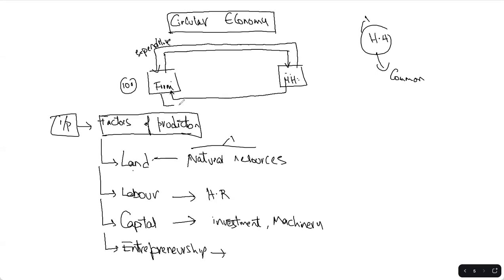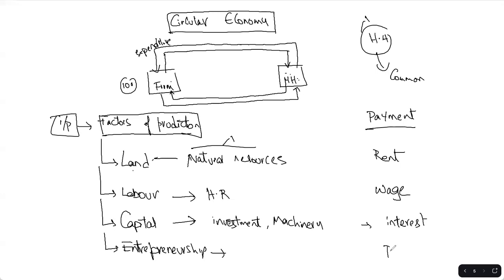Now, in return, this firm has to give certain kinds of payment, that is called factors of payment. So in what way do we get the factors of payment? For the land, we will get rent. For the labor, that is the human resources, we get the wages. Now for the capital, we will get a return for the capital, that is the interest. And for the entrepreneurship, you will receive the profit. So this is what they will pay to get these things.